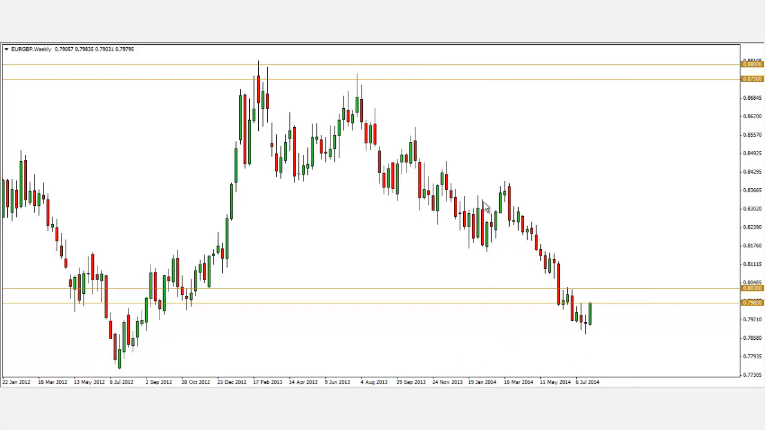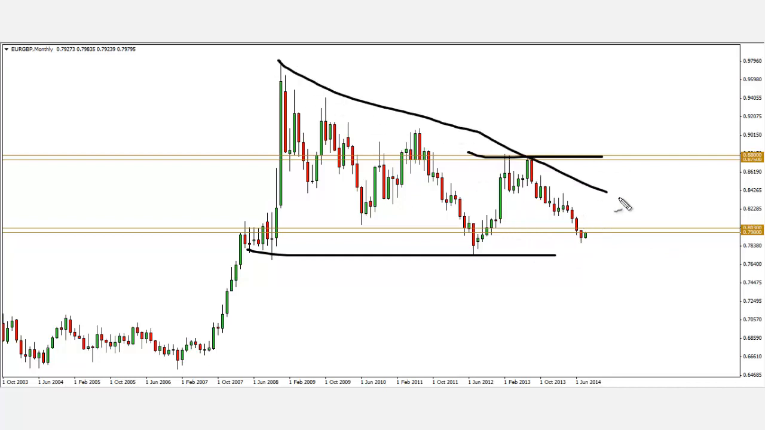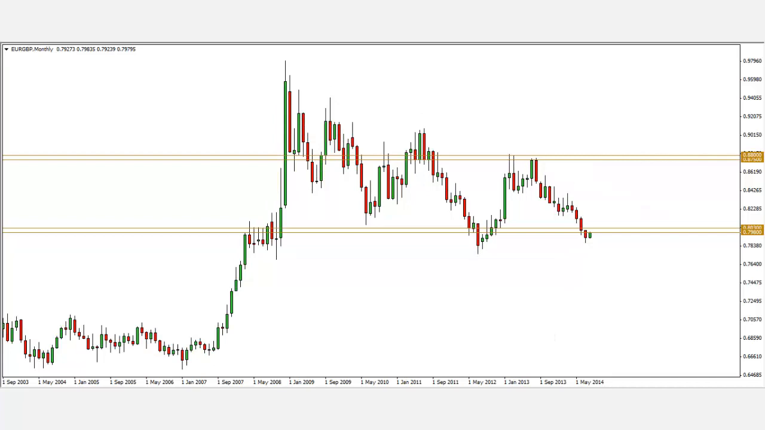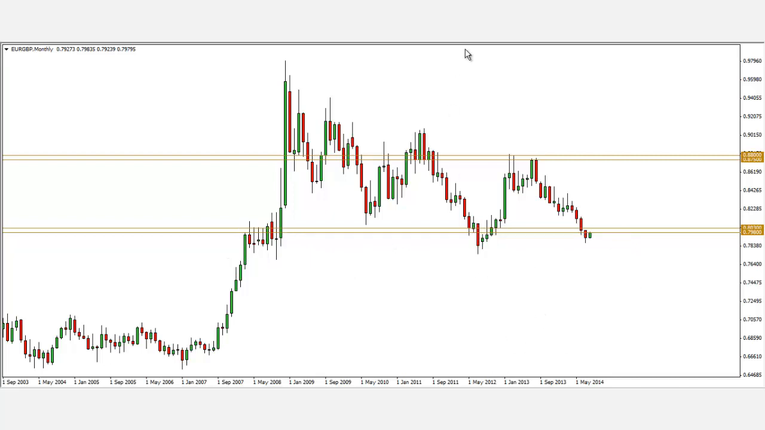So let's look at the macro picture. On the monthly chart, you can see that price is actually contained between the lows over here and the highs over here. I would say maybe a triangle or whatever you call it. Nonetheless, it's still ranging. However, we can both agree that this pair is actually at the lower end of the range, right? Nonetheless, it's still bearish, and here's the level I look to short.